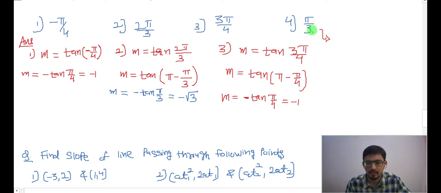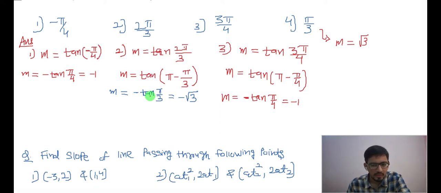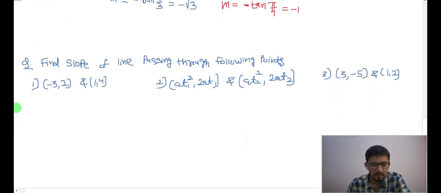Here you can see theta is pi by 3. The slope will be what? Tan pi by 3 means tan 60. What is tan 60? Root 3. The slope of this will be what? Root 3. Okay, so when theta is given, you can find the slope by applying just this formula. M is equal to what? Tan theta. That's all.